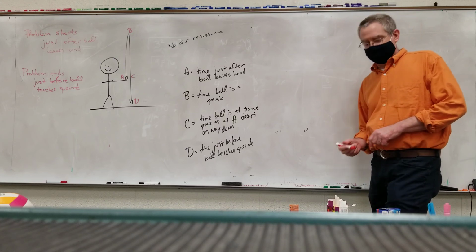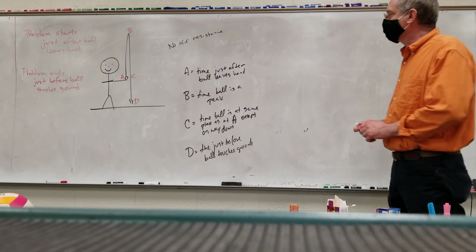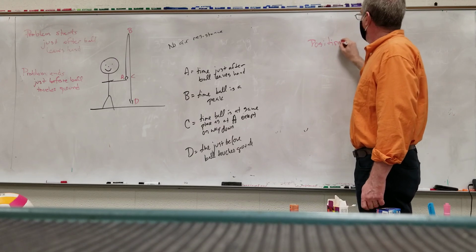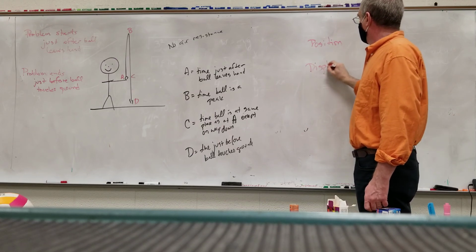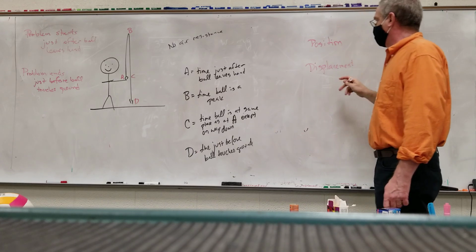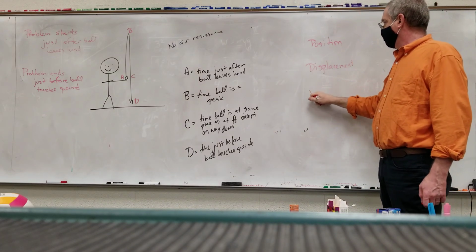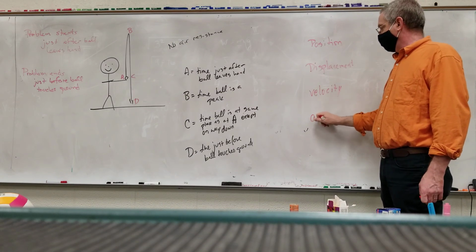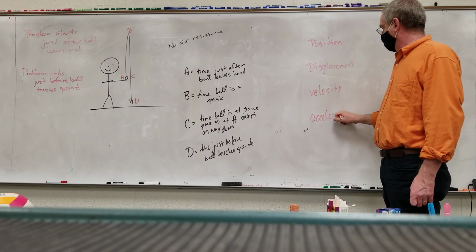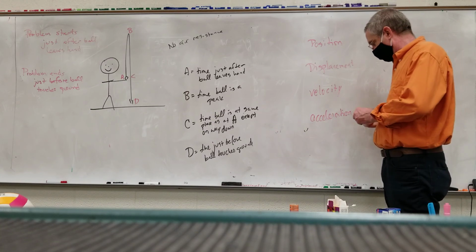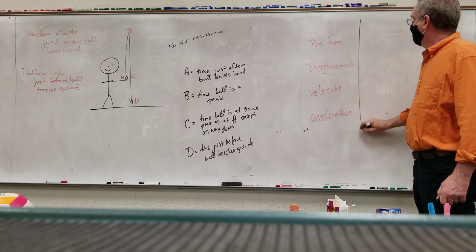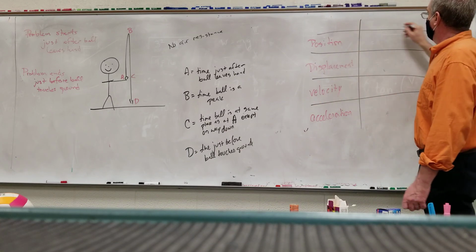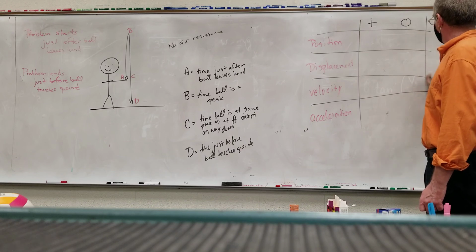All right, so what the task is, given position, displacement, and again, since I didn't put any qualifiers, this is overall displacement, velocity, and again, without any qualifiers, it's instantaneous velocity, and acceleration. What I want you to do is identify where is it positive, where is it 0, where is it negative.